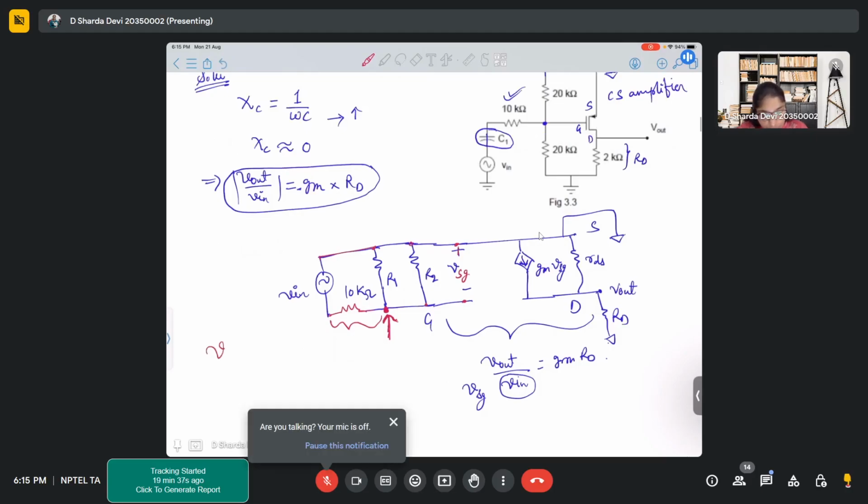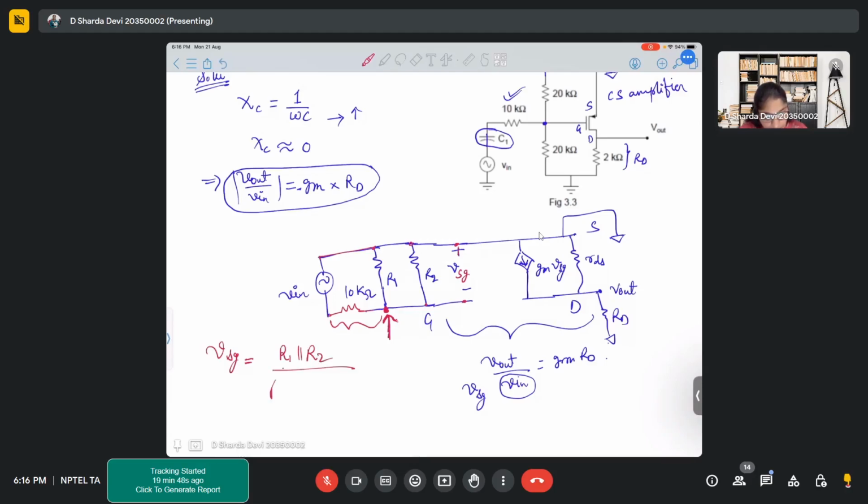So now when you go and solve for VSG, what will be the value of VSG that you will get? It is R1 parallel R2 upon R1 parallel R2 plus 10 kilo ohms, right?